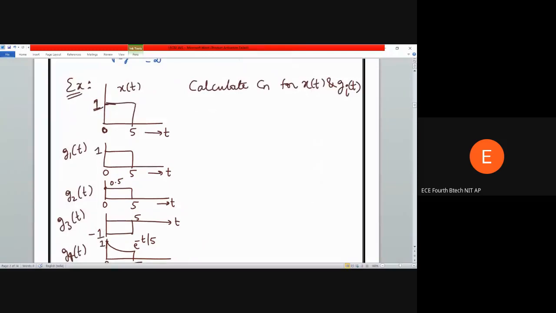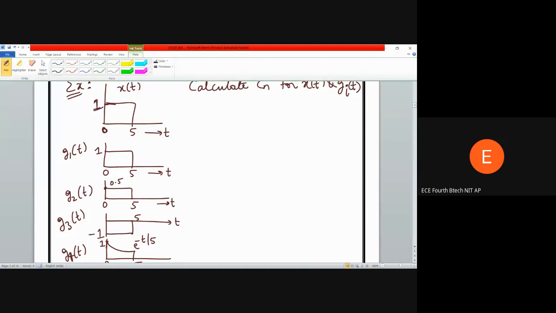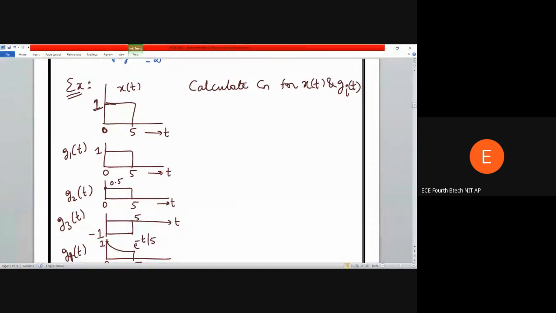Let me start with g1 of t and x of t. We have the expression for the correlation coefficient. Cn is equal to 1 upon root of Ex Eg, times the integral from minus infinity to plus infinity of x of t g of t dt. This is the expression for the correlation coefficient Cn.